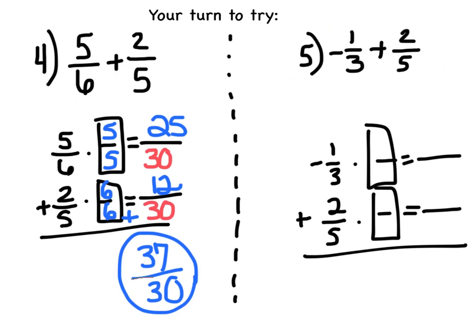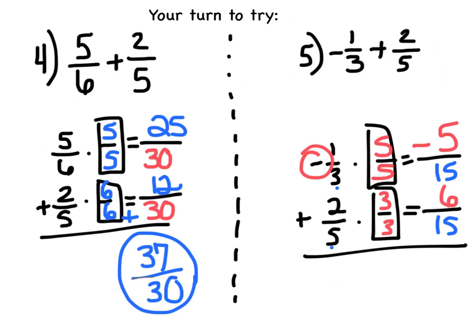All right, let's try this second one. I'm looking at 3 and 5. They both go into 15. And then I see 3 times 5 is 15, so I have to do 1 times 5. And don't forget to bring over this negative. And then 5 times 3 is 15, and 2 times 3 is 6, and that one was a positive.